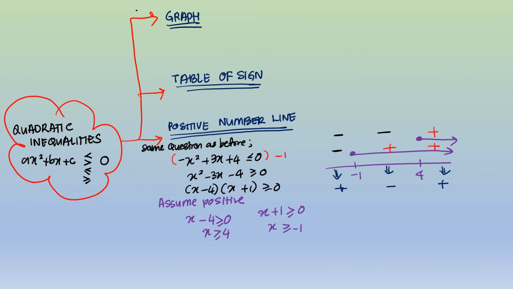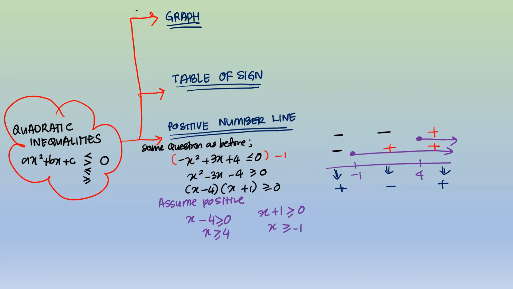Okay, let's continue. Our last method for quadratic inequalities. For quadratic inequalities, we have three choices of solutions. The first one is the graph, then the table of signs, and now we will look at the number line. Let's use the same equation as we used for the table of signs. This is our equation.